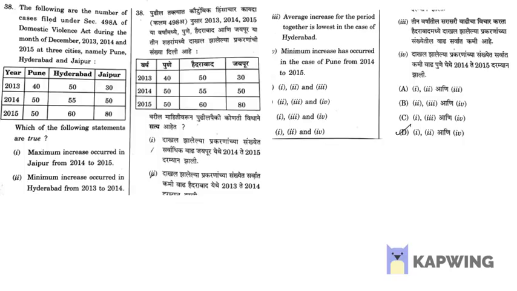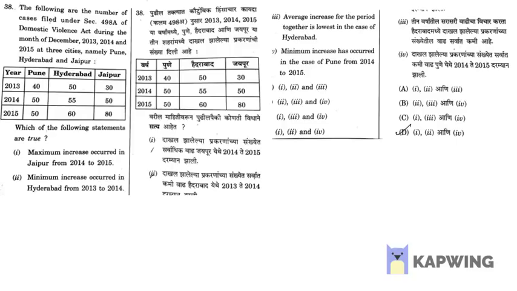Now I'll move to the options. If you see options A, B, C, D, in the English part it is not visible, so look at the Marathi part. Here you have 1 and 2 correct only in the A and D cases. Now the third statement: average increase for the period together is lowest in the case of Hyderabad. This statement is wrong, because average increase is lowest for Pune.